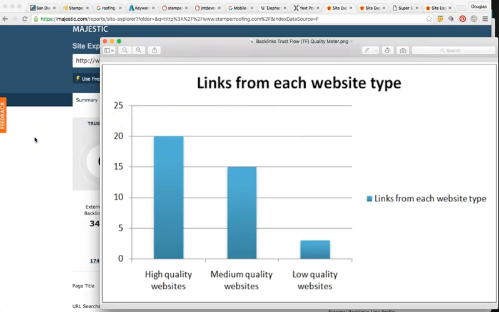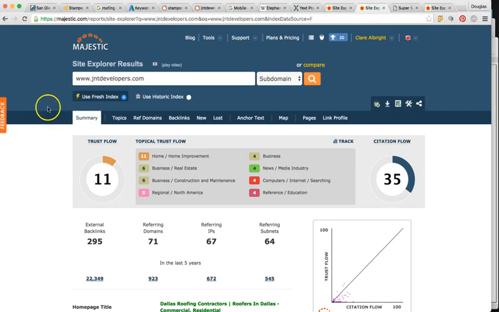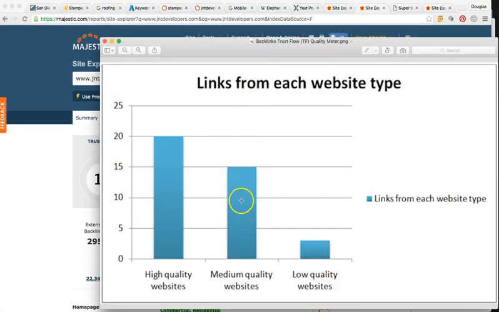Let me show you your top competitor. That is J&T Developers. Look at these guys. They have 71 referring domains, but look at their trust flow. It's 11. Even at 11, they're not even meeting medium quality. So that tells us that this is a low hanging fruit market. Investing into SEO and knowing somebody that really knows these backlinks, they can build real powerful trust flow backlinks. You can really dominate this market.